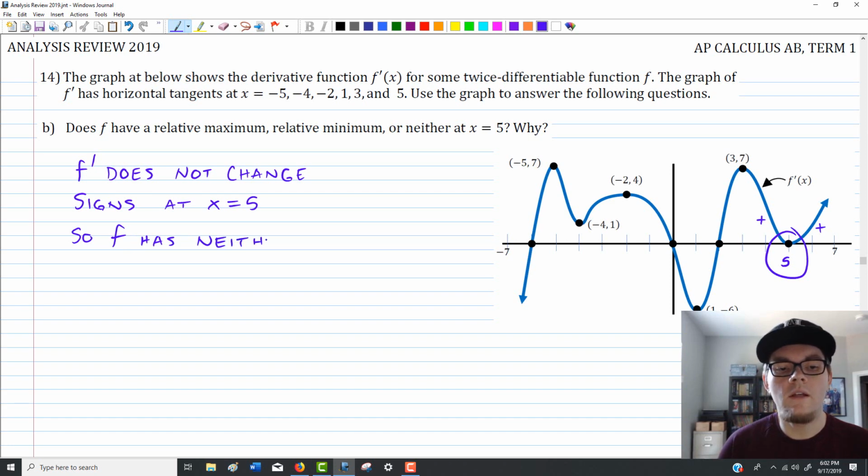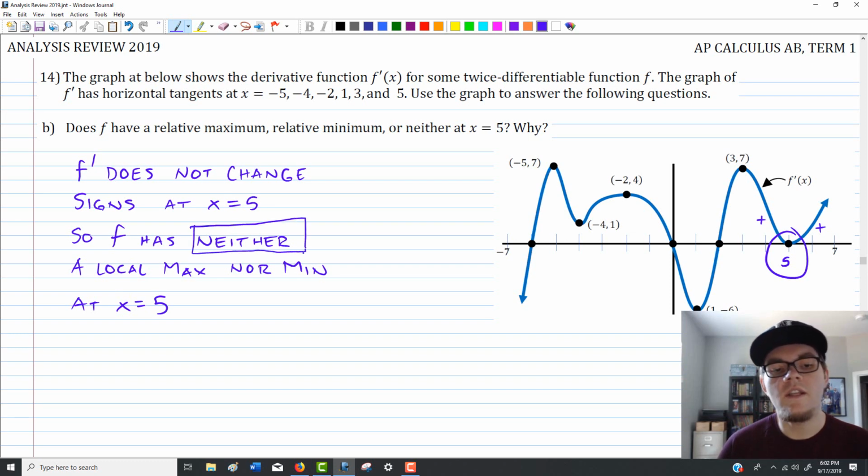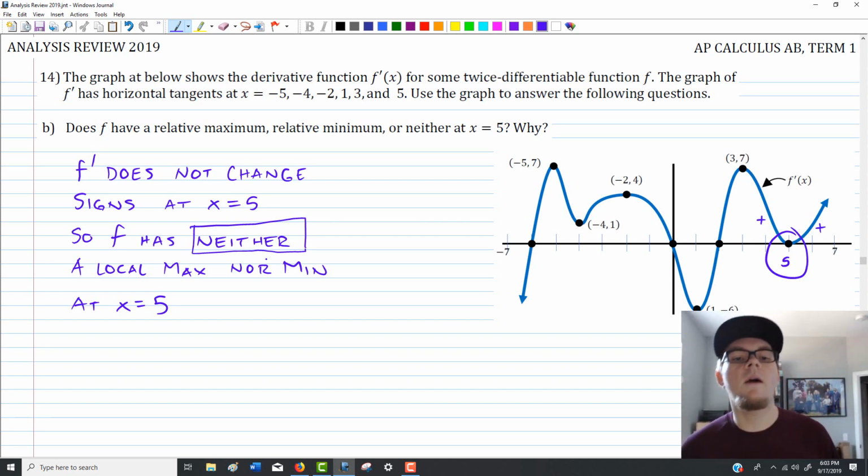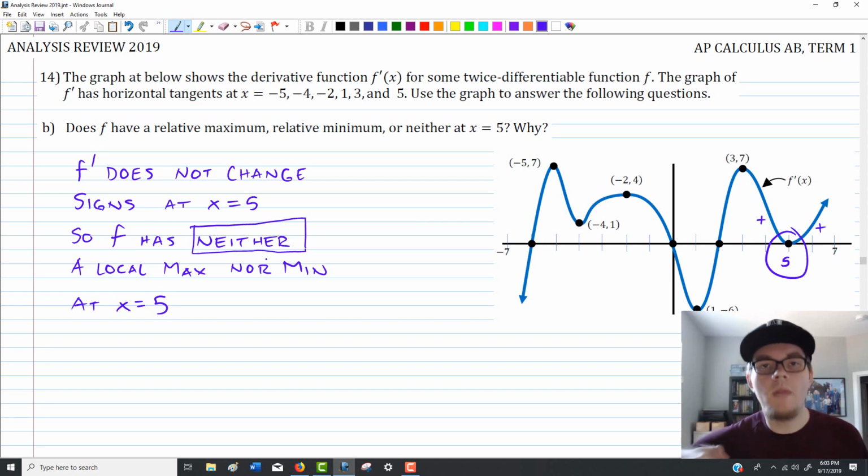And technically neither what? Neither a frog nor a toad. We should probably say neither a local max nor min at x equals 5. And what you'll notice here is that in my explanation, I didn't write it in the traditional sense. I didn't say f has neither. In this case, I was thinking about what was happening on the graph, so I wrote down what would amount as the reason, f prime not changing signs. And then I said, therefore, f has neither a local max nor a local min.